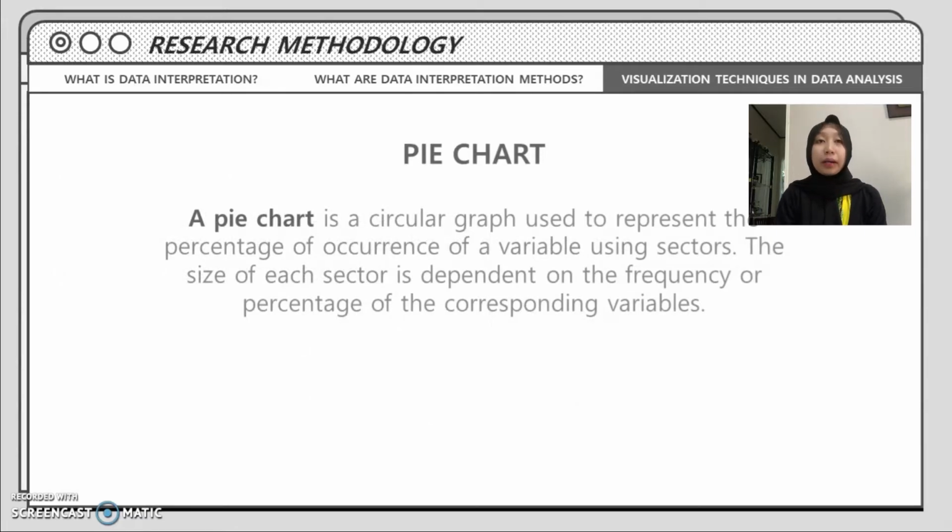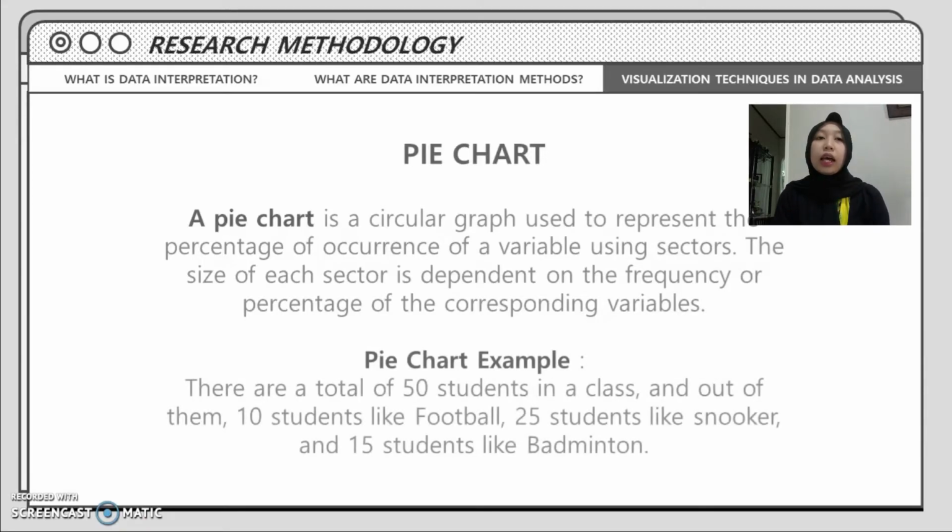Next, pie chart. A pie chart is a circular graph used to represent the percentage of occurrence of a variable using sectors. The size of each sector is dependent on the frequency or percentage of the corresponding variables. There are different variants of the pie chart, but we will be restricted to only 3. For better illustration of these types, let us consider the following example. There are a total of 50 students in a class, and out of them, 10 students like football, 25 students like snooker, and 15 students like badminton.